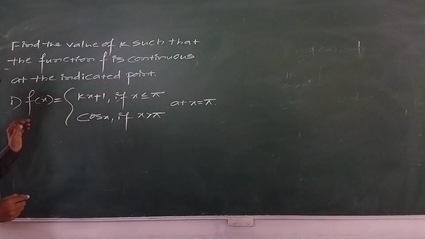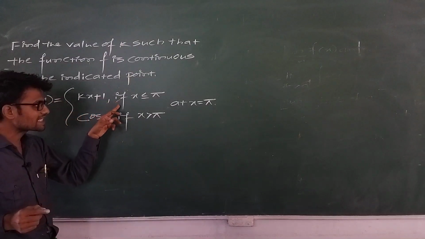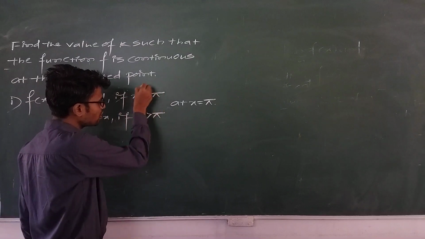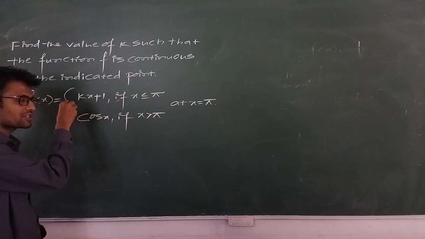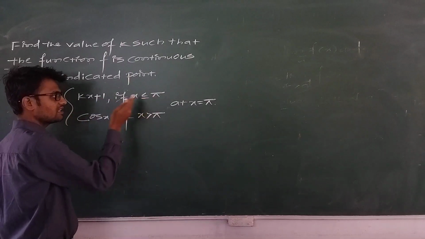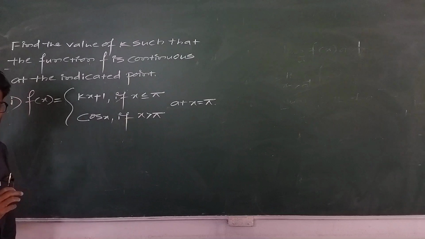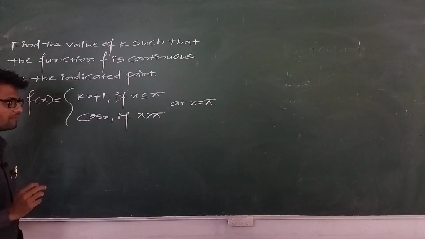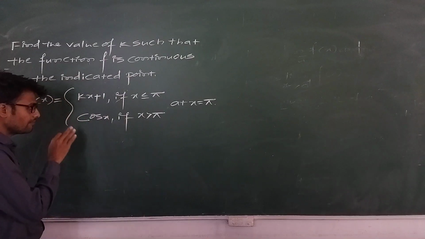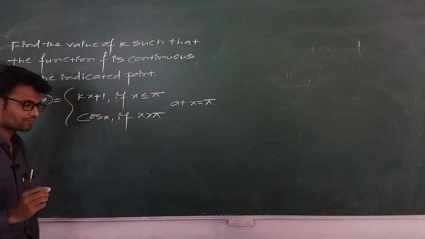See, they have given the function f of x is equal to kx plus 1 if x is less than or equal to pi. It means when x is equal to pi, you take the value of the function as kx plus 1. For all the values of x less than pi, the value of f of x is also kx plus 1. And for all the values of x greater than pi, the value of the function is cos x. And this function is continuous at x equal to pi.